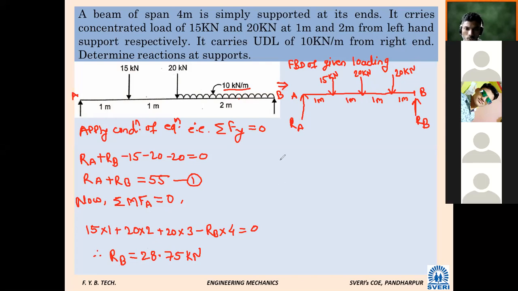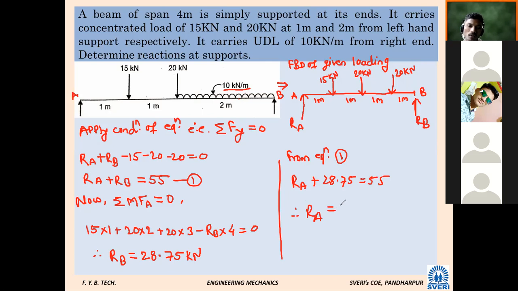Now from equation 1, RA plus RB equals 55, RB is known, so RA equals 26.25 kilonewton. This is the answer: RA and RB. We wanted to find the reactions at the supports.